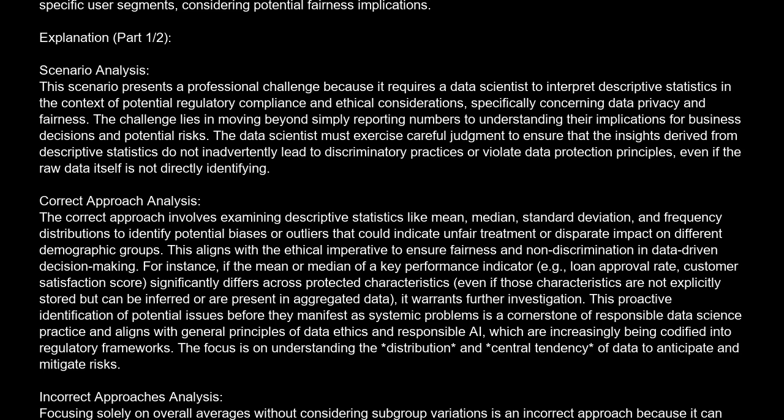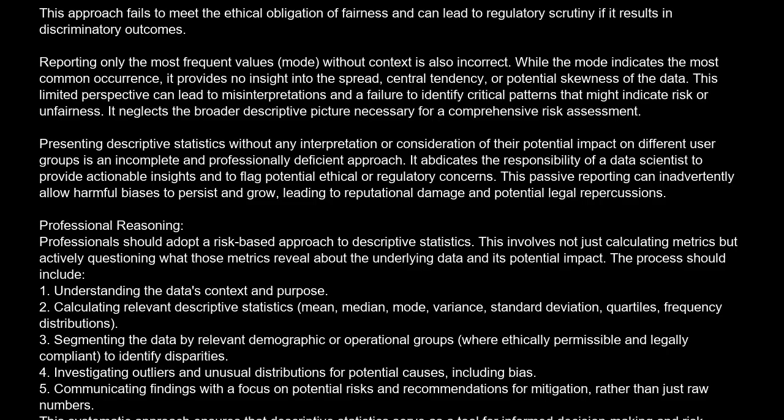Focusing solely on overall averages without considering subgroup variations is an incorrect approach because it can mask significant disparities. For example, a high overall customer satisfaction score might hide a much lower score among a specific minority group, leading to a failure to address their needs and potentially violating principles of equal treatment. This approach fails to meet the ethical obligation of fairness and can lead to regulatory scrutiny if it results in discriminatory outcomes.